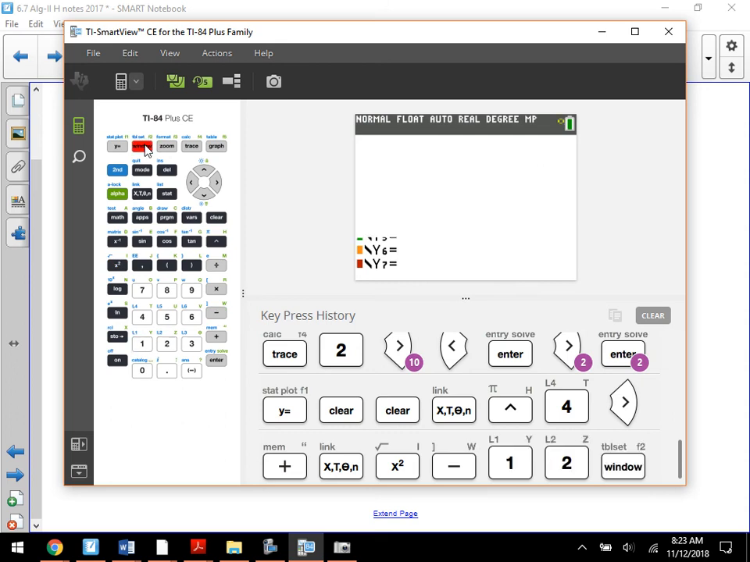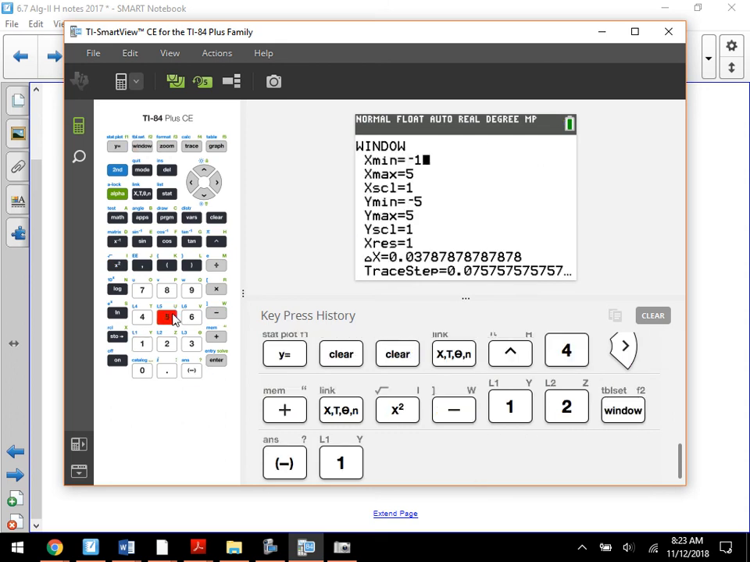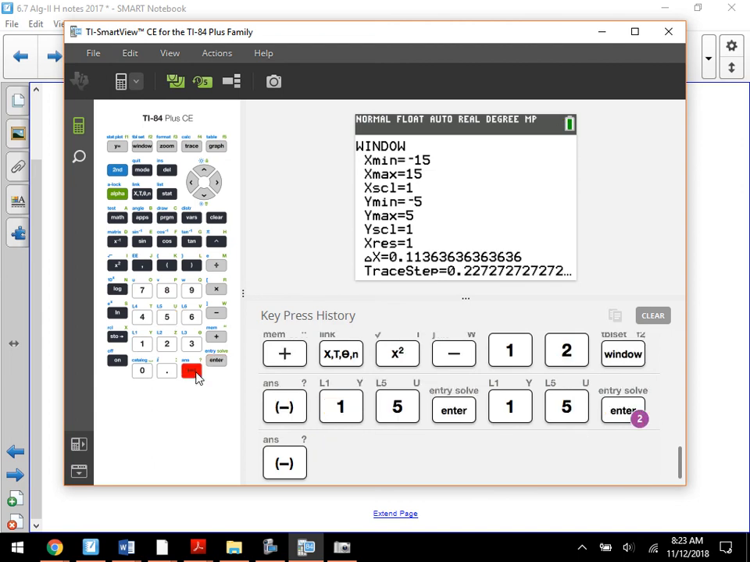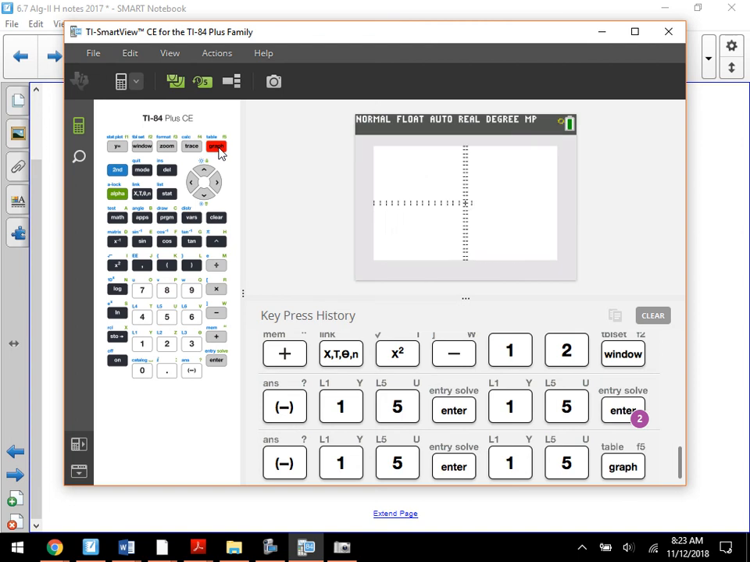I gotta change my window back here. We go to -15 by 15, because we know that we have a y-intercept at 12, right? So when you look at it, it's just going to do that. What happens there is that you're only going to be able to plot the 0 that's real.